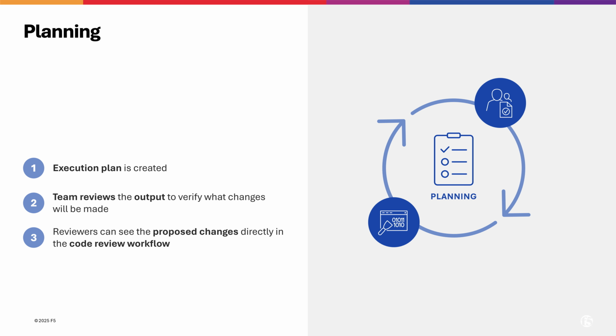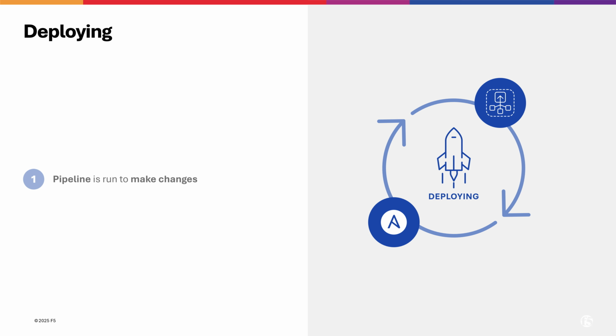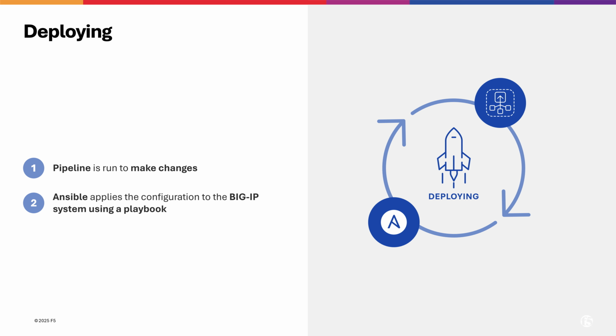This plan output can also be automatically posted as a comment in the pull request, allowing reviewers to see the proposed changes directly in the code review workflow. In the deploy stage, the pipeline uses Terraform apply to make the changes. Ansible then applies the configuration to the BigIP system using a playbook. These deployment steps can be configured to run manually or automatically, depending on the organization's review process and risk tolerance.